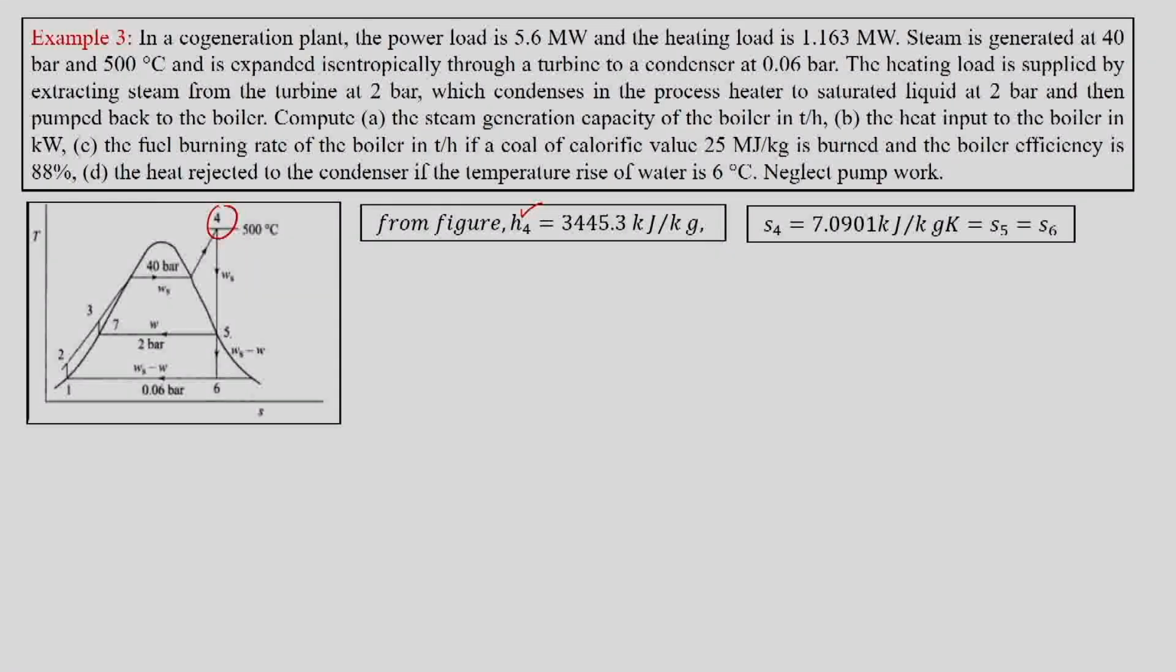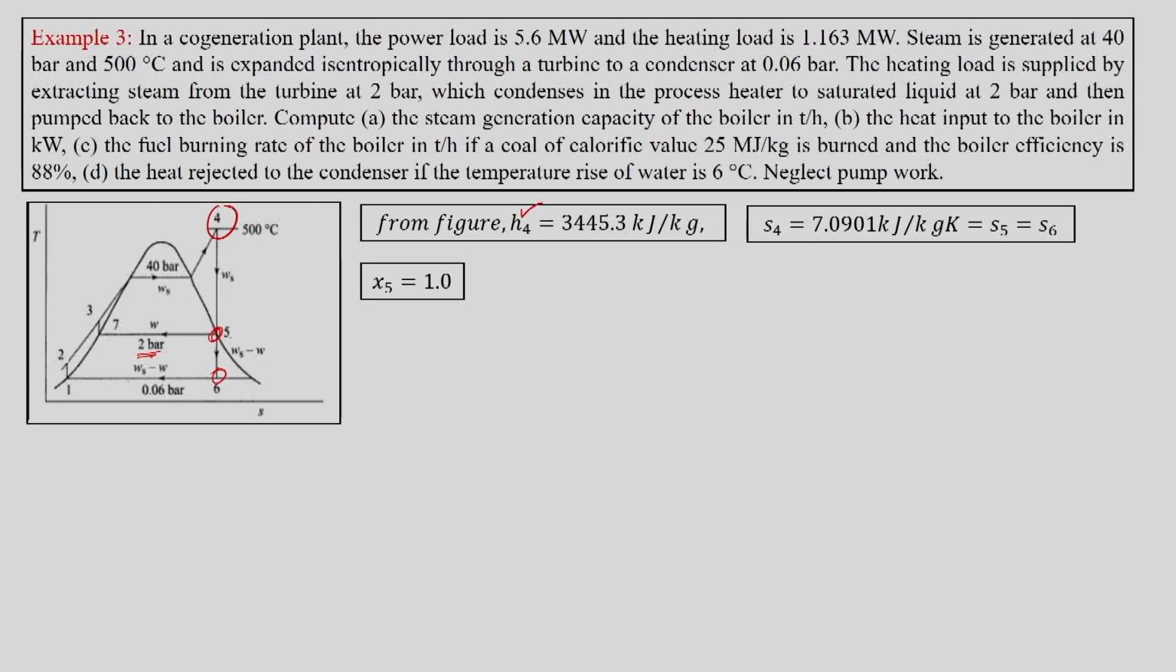Then at the same state we can get the entropy, but this entropy is the same as S5 and S6. We can use this entropy to find out the condition at 2 bar for state 5. So, what is the enthalpy at 5? We will go to the 2 bar state, and then we will find out when this entropy will be equal to S4. From that we can get the H5.